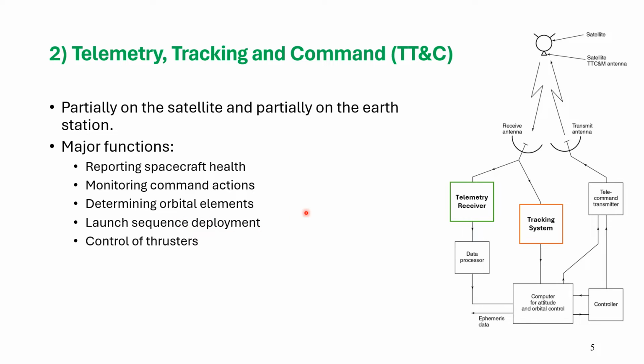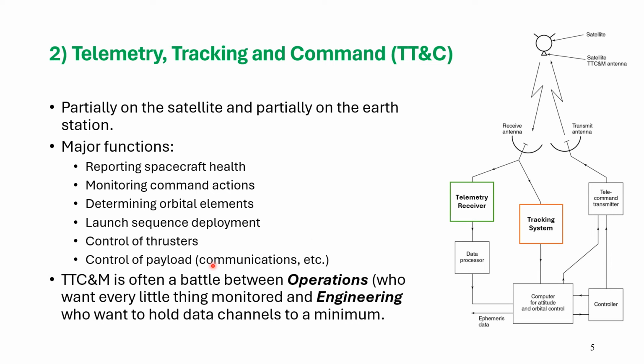We also control the thruster to adjust the orbit, control of payload communications, and also we have the TTC&C. We also, as I mentioned, we call it TT&C or TTC&M. It is often a battle between operations and engineers. The operators would like to know everything, so they want you to send all the data, all the temperature and so on. However, engineers who worry about communication and bandwidth want to minimize the requirement to a minimum, just reduce the cost.